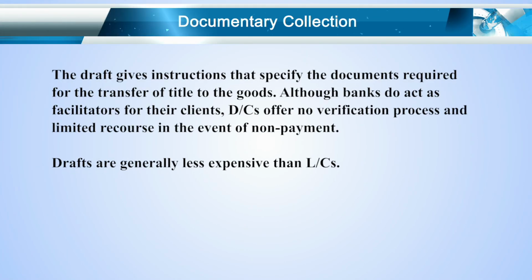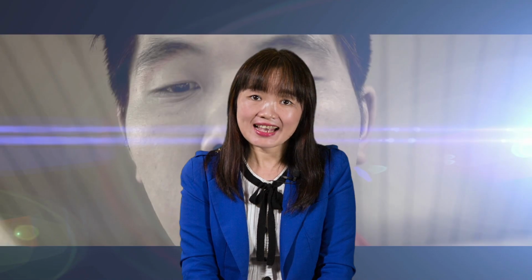Compared with LC, the draft gives instructions that specify the documents required for the transfer of title to the goods. Although banks do act as facilitators for their clients, DC offers no verification process and limited resources in the event of non-payment. Drafts are generally less expensive than LC.